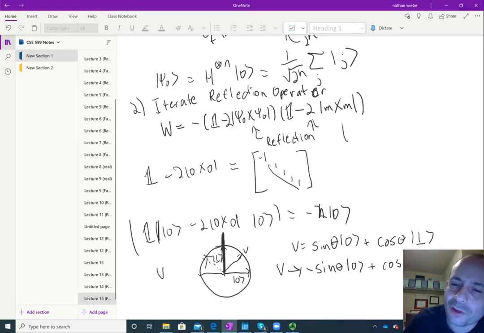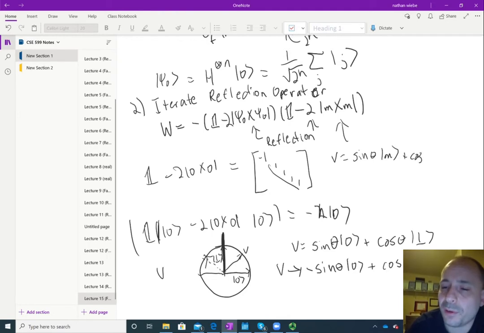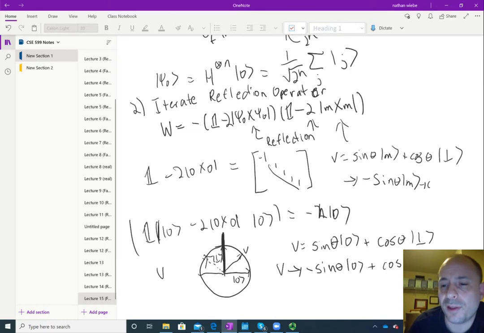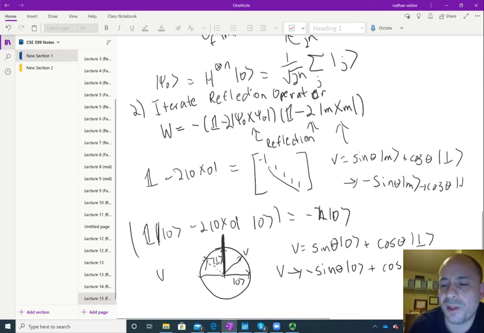Similarly, this reflection operator does a reflection not about 0 but about m. So if our vector was of the form, I don't know, sine theta m plus cosine theta perpendicular, this would end up going to, again, minus sine theta m plus cosine theta perpendicular. And the same thing ends up happening with that reflection. So that's what this walk operator does.